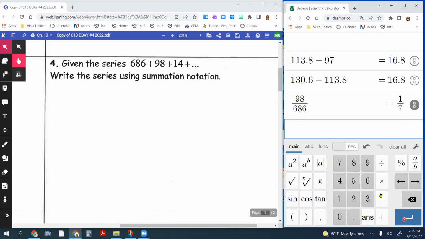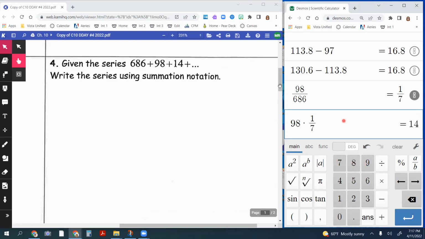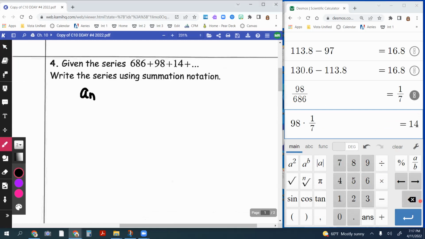So now let me see. If I take 98 times 1/7, okay, I get 14. So it works out. So I need to find a sub n for this geometric, and that's going to be your first term times r to the n minus 1. So our a sub n is going to be 686 times 1/7 to the n minus 1.